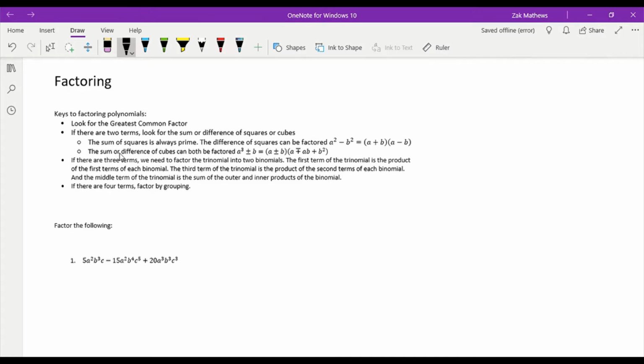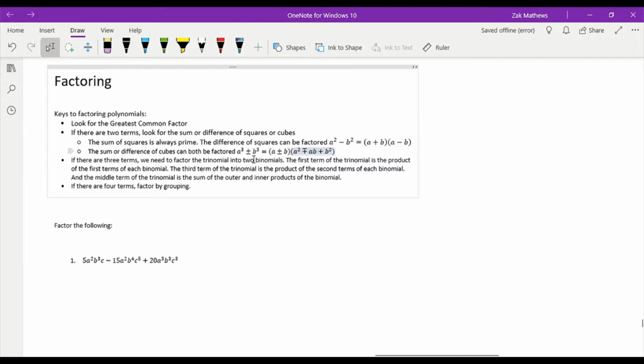Next, we have the sum or difference of cubes. These can always be factored. So unlike with squares, where we can't factor the sum, with cubes we can always factor. So if we have a cubed plus b cubed, we can factor that as (a plus b) times (a squared minus ab plus b squared). So let's talk about these signs for a second, because I had a plus, minus here, and then a minus, plus here, and that is correct.